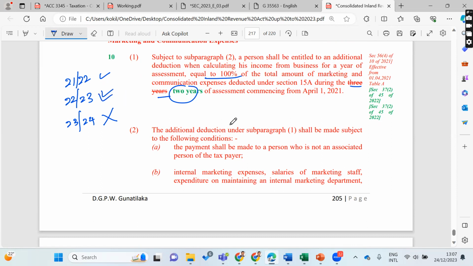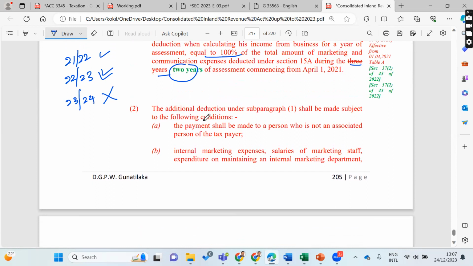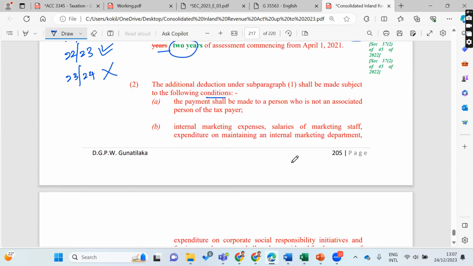Then you can enjoy that benefit, subject to this condition being satisfied: it should not be an associate person. That Marcom cannot be with an associate person. Most companies might incur marketing and communication with another company, but then you can't claim the double deduction for group companies. Then anyone could utilize that benefit. You can't do marketing intercompany and take an additional benefit. It should be a purely third party.